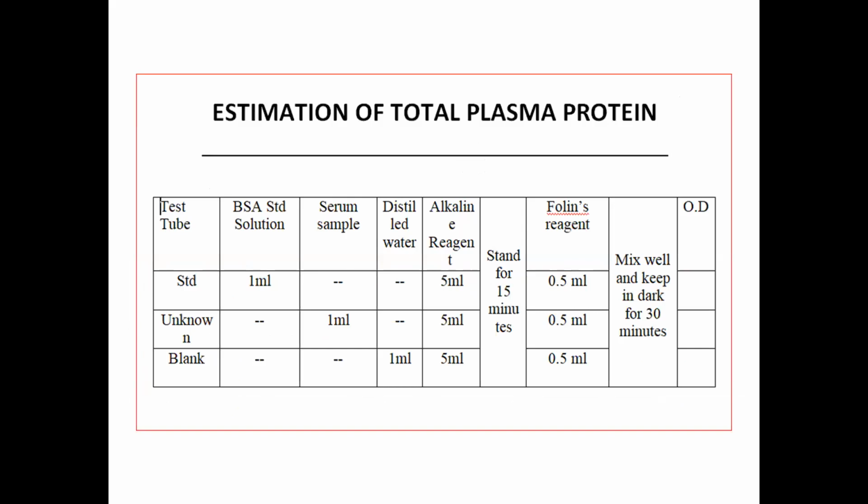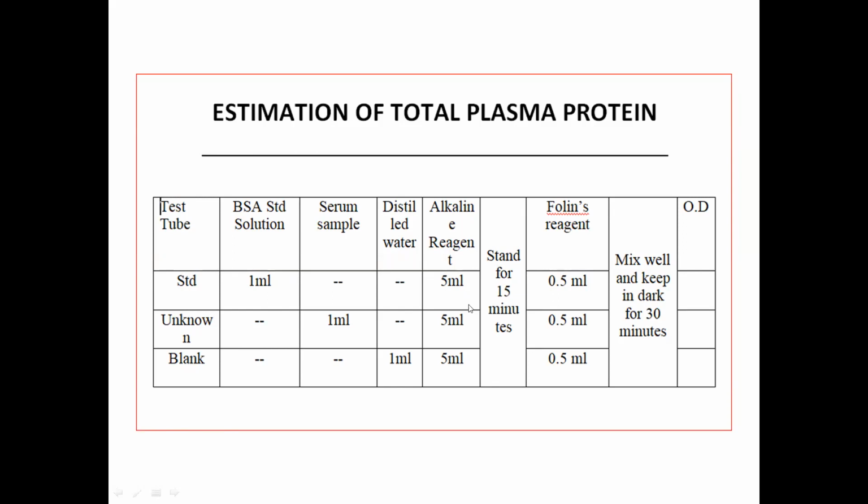Now, how to perform this particular practical? Student, I hope you all have your handbooks in hand and are watching the same in your handbook as well. You will basically be preparing 3 test tubes. Now see, these 3 lines are your 3 test tubes: standard, unknown, blank. In standard, you will pour 1 ml of BSA solution and 5 ml of alkaline C reagent. After that, in the second test tube, unknown, 1 ml of serum and 5 ml of alkaline reagent. In blank, 1 ml distilled water and 5 ml of alkaline reagent.